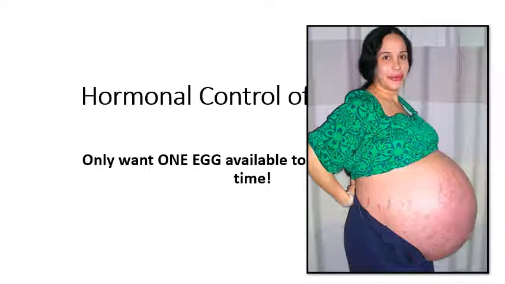The reason why we control this process through hormones delivered from the brain is because we want to avoid having octomoms. We want to avoid having more than 1 egg available to be fertilized every month. So the release of 1 egg per month is carefully controlled by hormones from the brain. It's actually a very complicated process, but let's see if we can understand it.